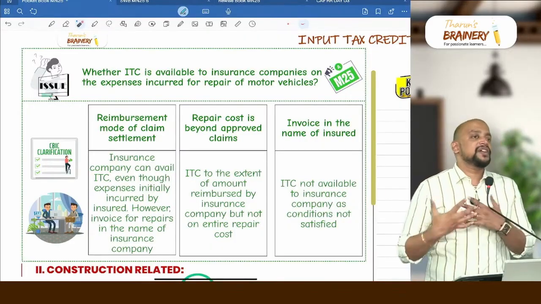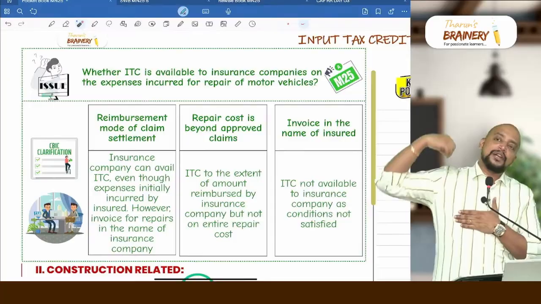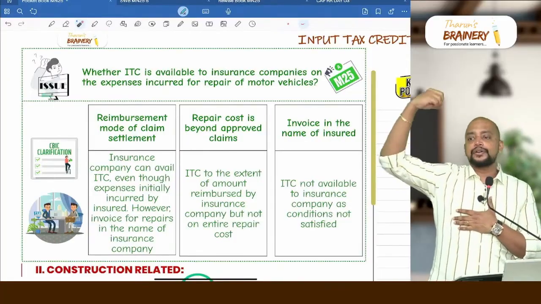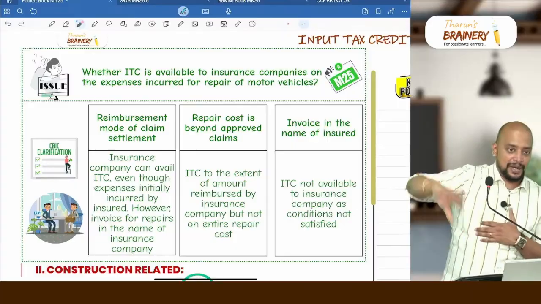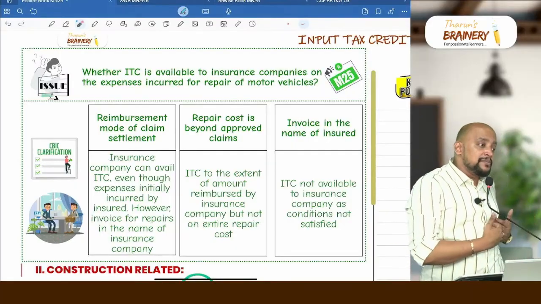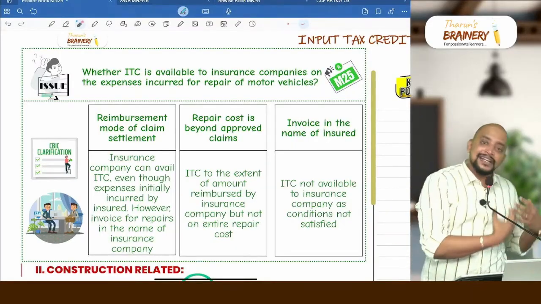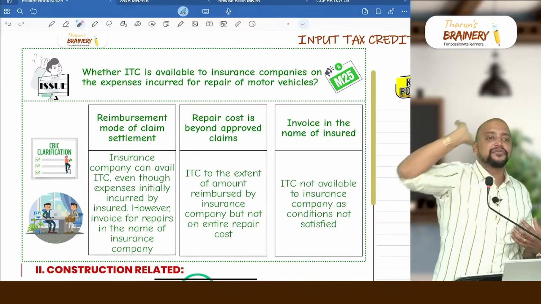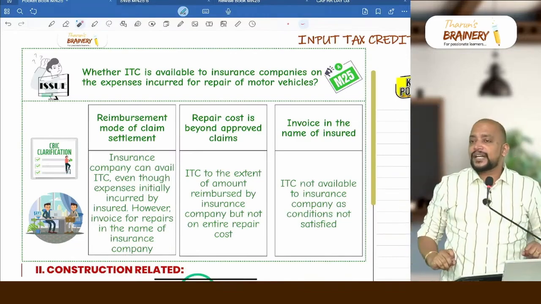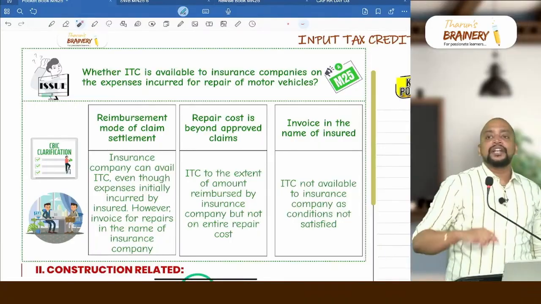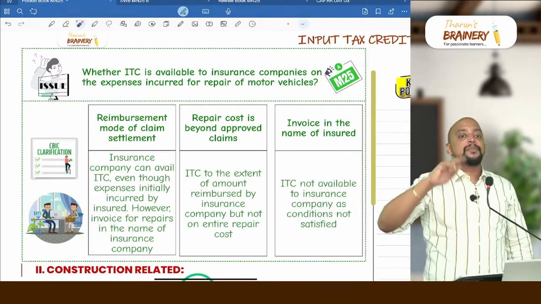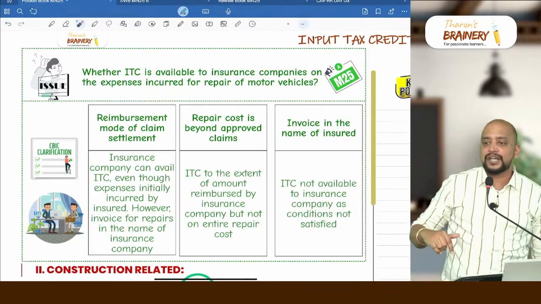Reimbursement mode of claim means, for example, if I am the insured, first I will make the payment to the repair garage or workshop, and thereafter I will get reimbursement from the insurance company. In that case, the invoice is in the name of the insurance company. Can the insurance company take ITC? Yes, they can take ITC, but there is one point, the 180 days condition. The payment has to be made within 180 days from the date of invoice.